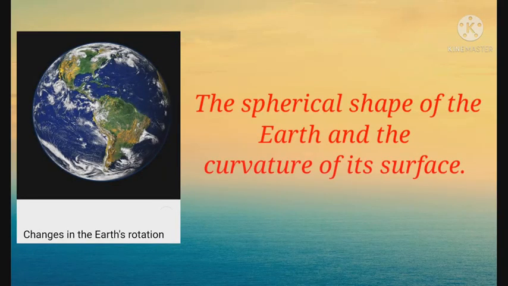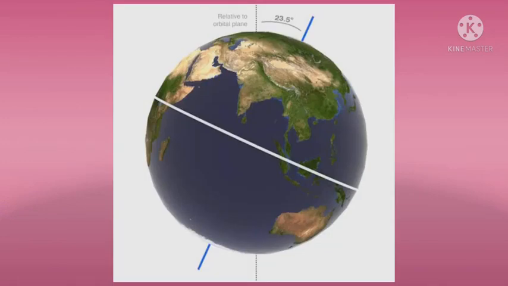The spherical shape of the earth and the curvature of its surface. The earth is a sphere. The surface gets much more intense sunlight at the equator than at the poles. During the equinox, the sun passes directly overhead at noon on the equator.